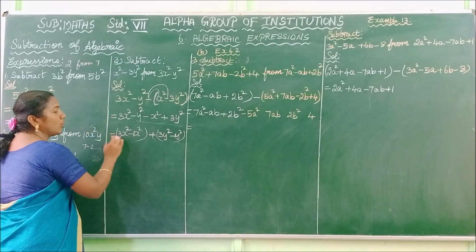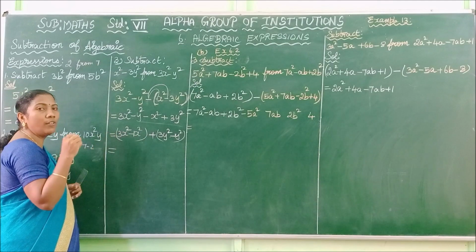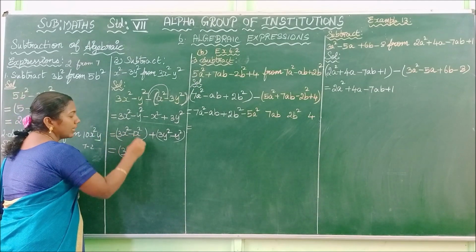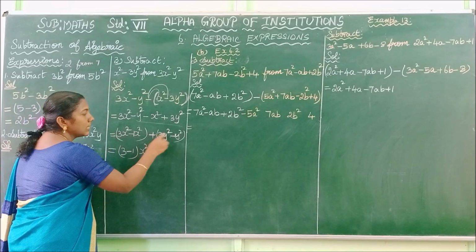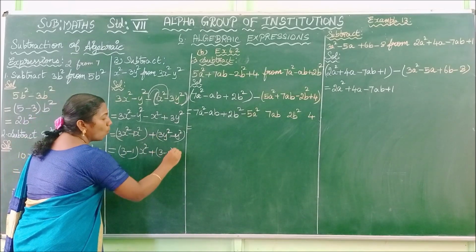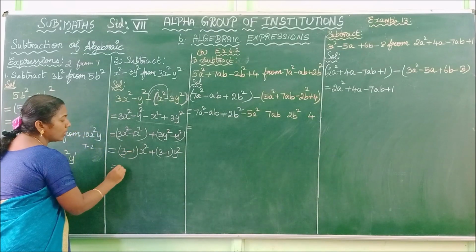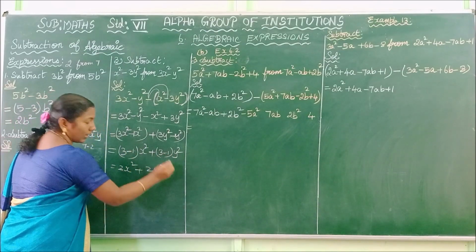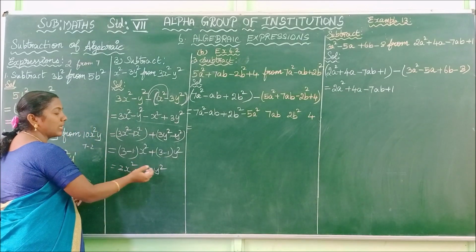Okay. Now we are going to evaluate these two terms by evaluating their numerical coefficients. So 3 minus 1 x square plus 3 minus 1 y square. 3 minus 1 is 2x square. 3 minus 1 is 2y square. Okay, thus our answer is 2x square plus 2y square.